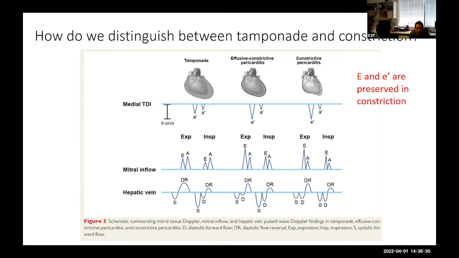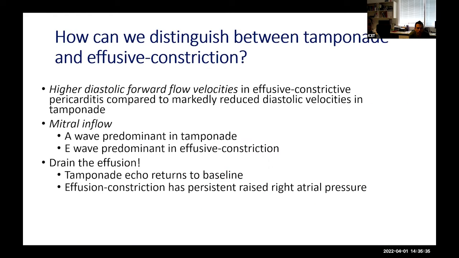So what happens if you have a patient who you think might have tamponade, or it might be an effusive constriction? Well, apart from those differences that we've just already mentioned, the other thing to do would be to drain the effusion and then see what you're left with. If it's just pure tamponade, then your echo should return to baseline. And if it's effusion constriction, then you'll have persistent right-sided atrial pressure.